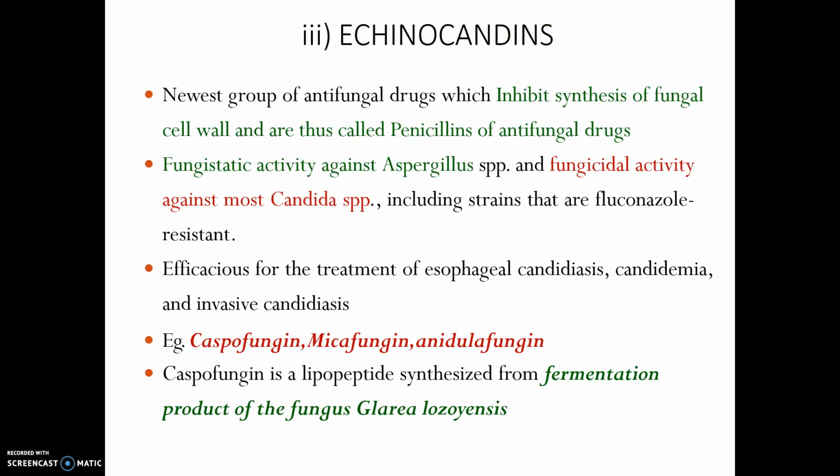The third group is the echinocandins, the newest group of antifungal drugs, which inhibit the formation of the fungal cell wall. Thus they are called the penicillins of antifungal drugs, because penicillins inhibit cell wall synthesis in bacteria. They have fungistatic activity against Aspergillus species and fungicidal activity against most Candida species. You have to study that second sentence: fungistatic activity against aspergillosis. They are efficacious for the treatment of esophageal candidiasis, candidemia, etc. Caspofungin, micafungin, and anidulafungin are the main examples.